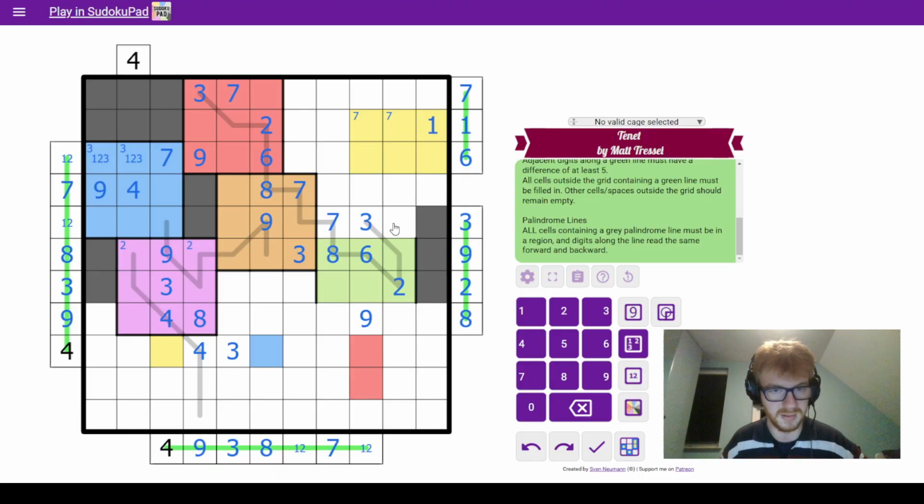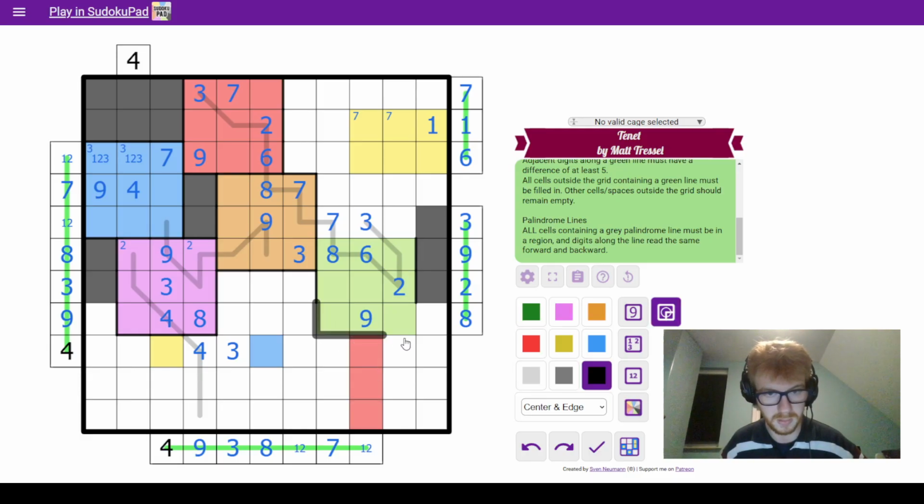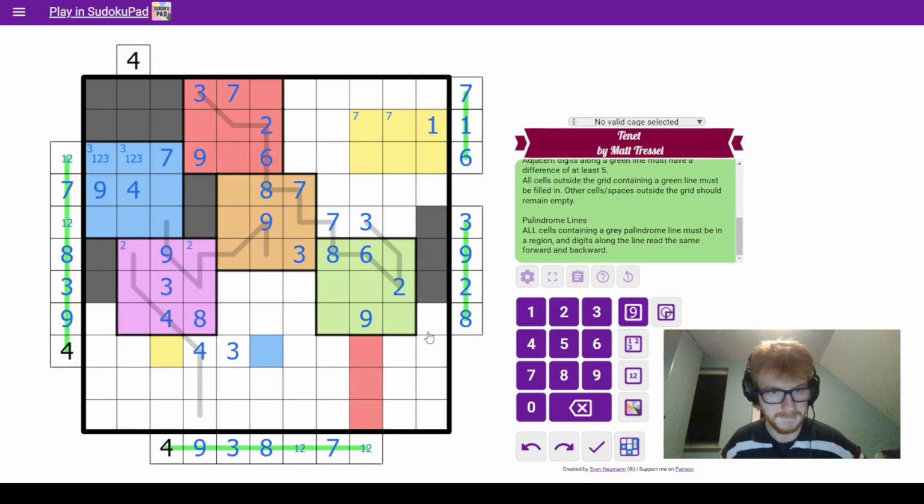Where does green get its 9? If it goes up here, it cannot, so it comes from down here, pushing red down, making green a finished region. Putting a 3 either there or there. Okay.